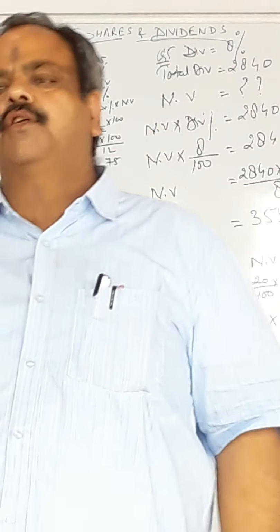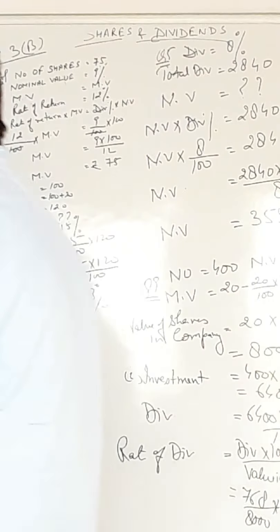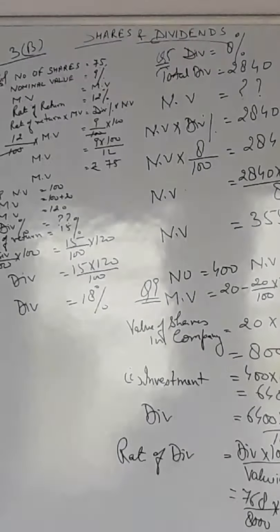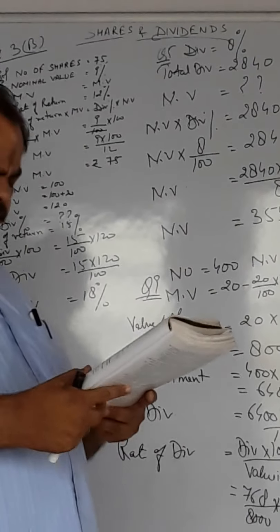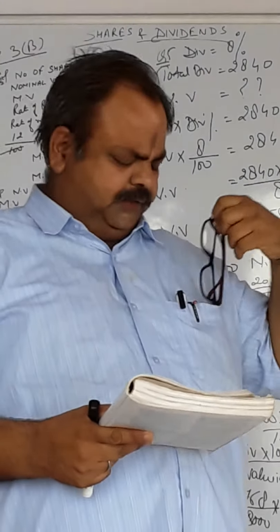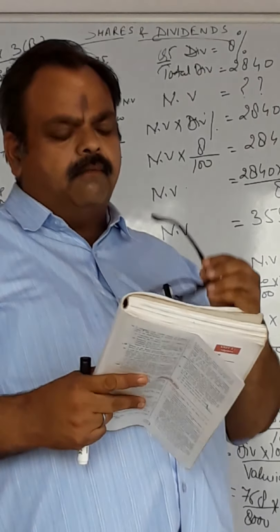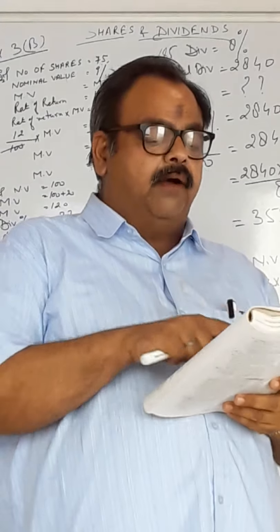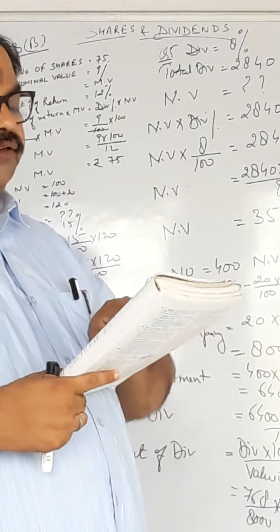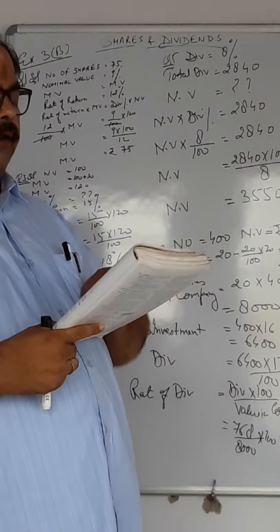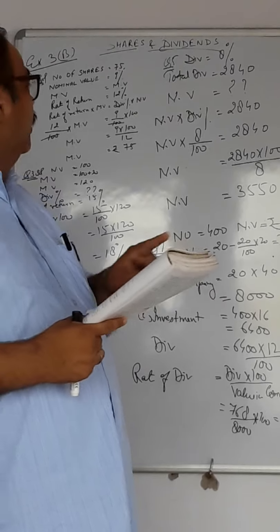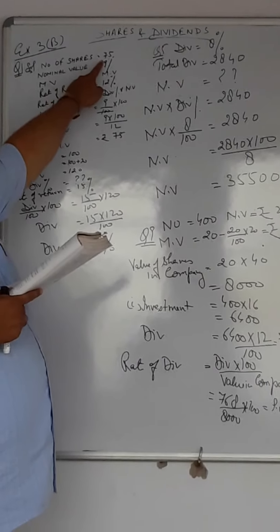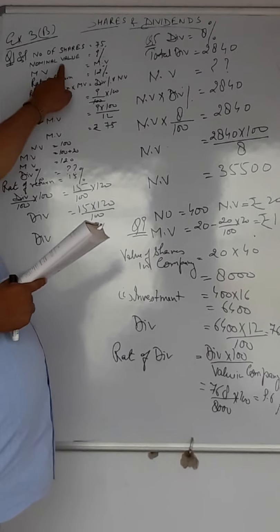So next exercise, question number 1. Please open your books. It is page number 36. Question number 1. A man buys 75, these are the number of shares. Read the question carefully. Man buys 75 shares, number of shares 75.